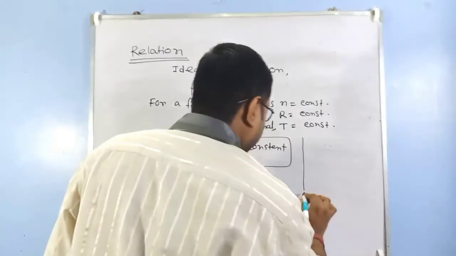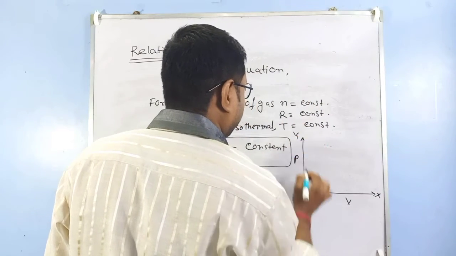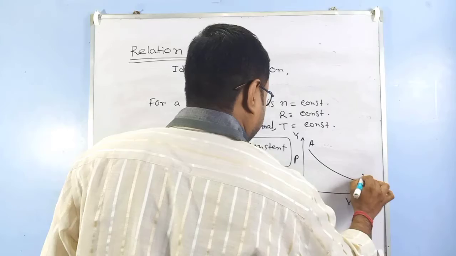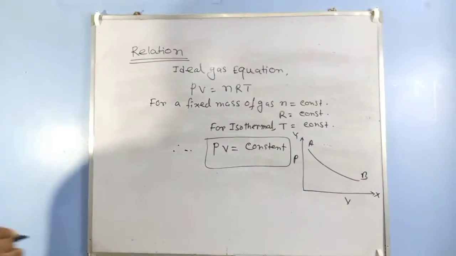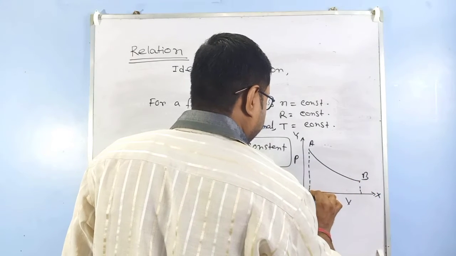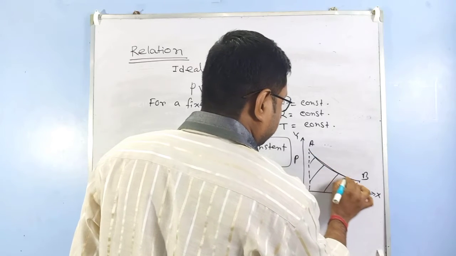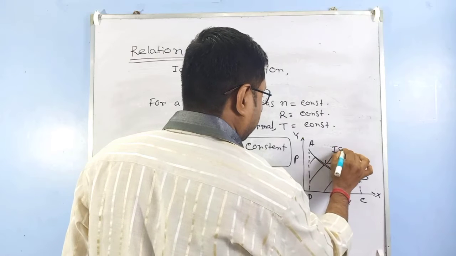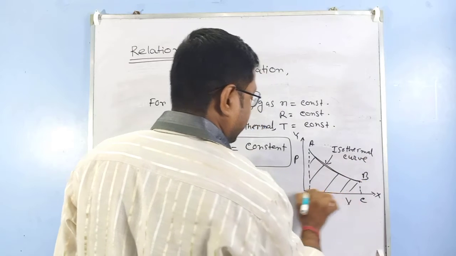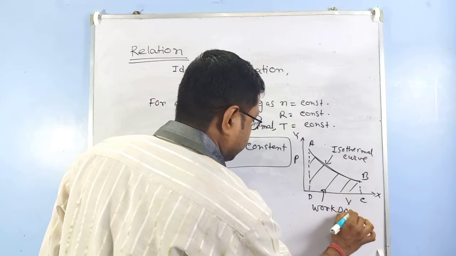If we draw a graph taking volume on the x-axis and pressure along the y-axis, we get a rectangular hyperbola curve. And we know, you can see my previous video, that the work done is the area enclosed by the isothermal curve and the volume axis, which gives the total work done in an isothermal process.